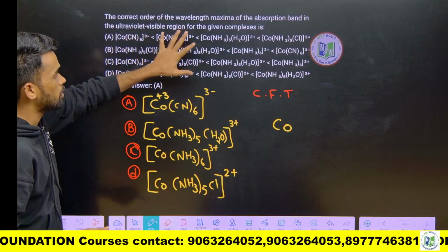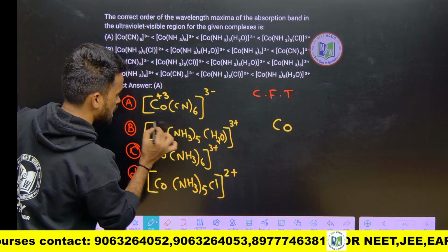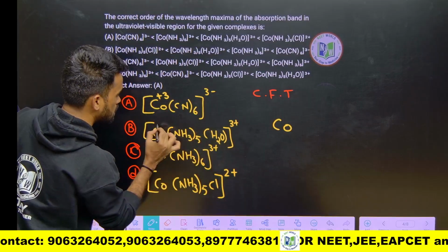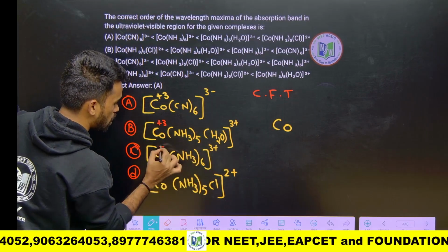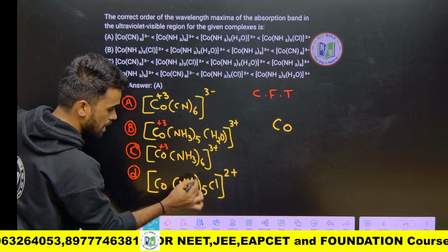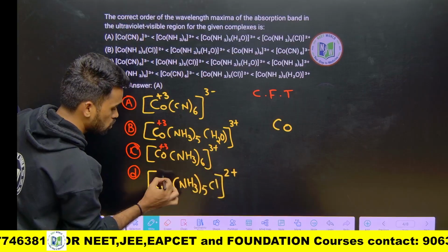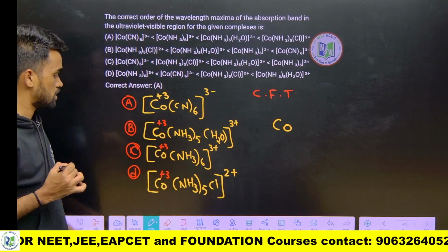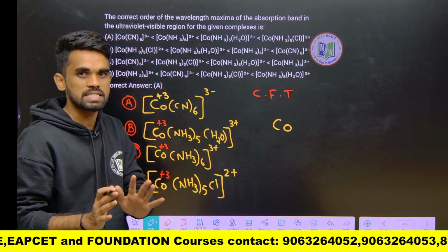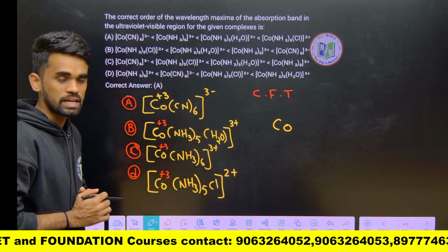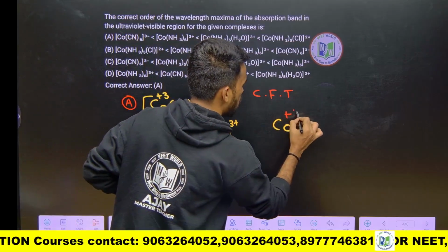I have written the same complexes here for clarity. Here also it is +3, since these are neutral ligands. This one is also neutral, so +3 is the oxidation state of cobalt. Here we have +2 and -1 for the chloride ion, so the total charge on this complex means the metal atom is +3. I hope you know how to calculate oxidation states. So cobalt is +3 in all the cases.